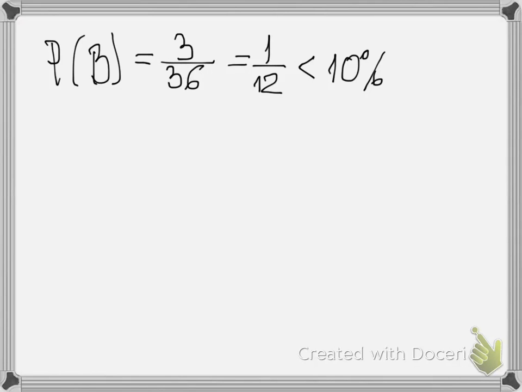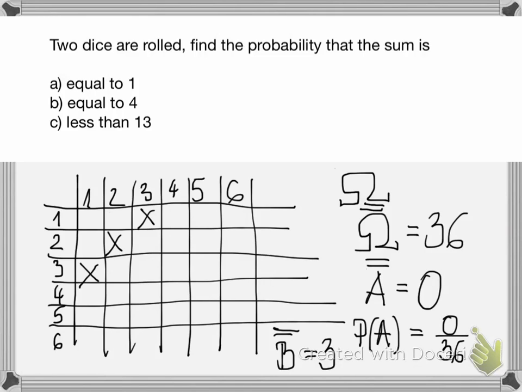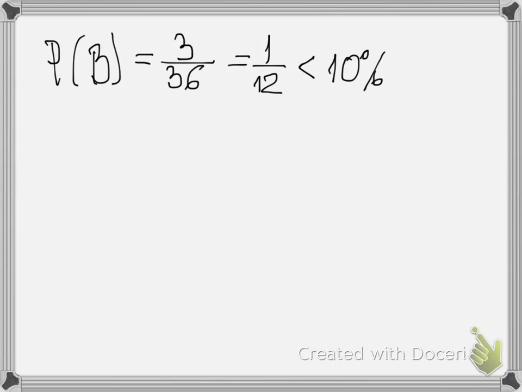And now let's see how about event C, that the sum is less than 13. If we take 6 dots, the maximum, on the first dice and 6 on the second dice, the sum of it is 12. So it is always less than 13, right? So whatever we get, the sum will always be less than 13.